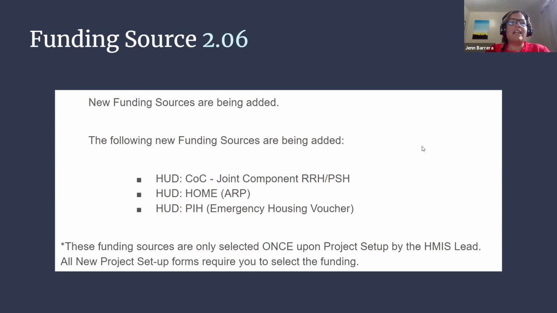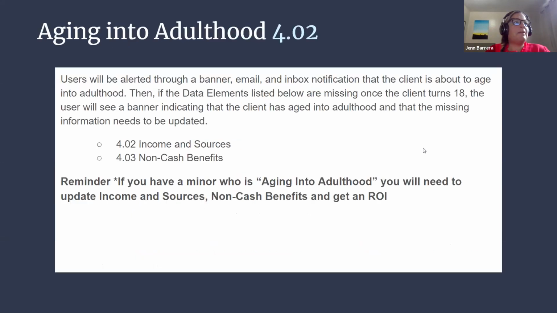All right. The next change that is happening, actually this should be for all users, so we'll reorder these slides, is aging into adulthood. If you are a program that is serving minors, so that would be family programs or RIHMIS, you will be notified through a banner that you have a client that's about to turn 18. We are going to set the threshold 30 days in advance. So at least beginning 30 days in advance of when a client is about to turn 18, a banner is going to come up.